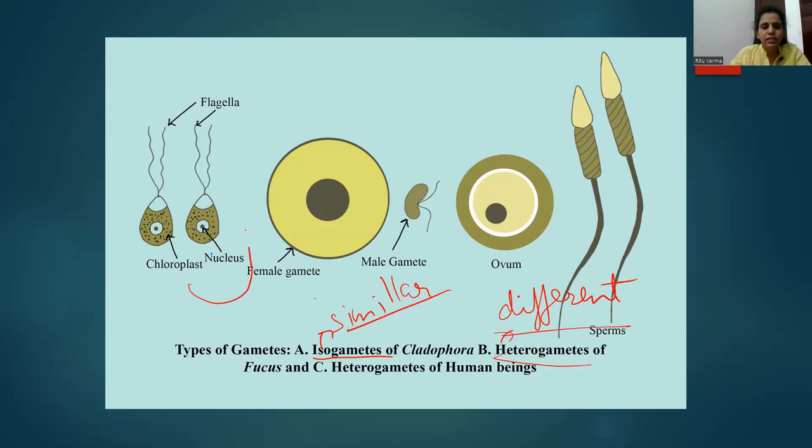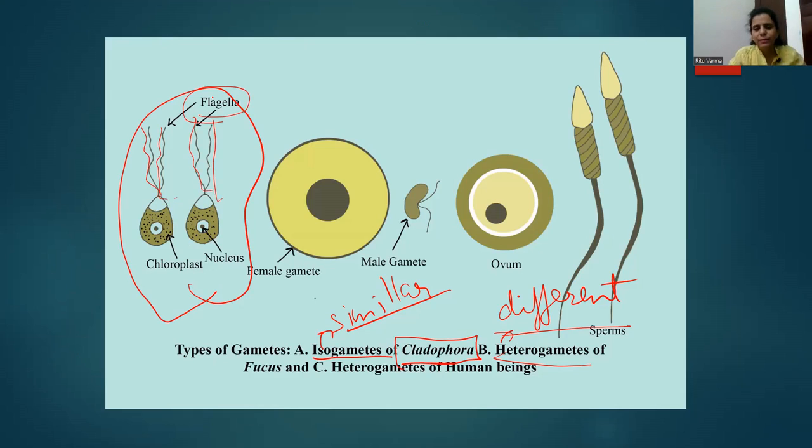You can see here in the picture, these are the gametes of a particular algae called Cladophora. These two gametes look alike. They look very similar to each other, and they have finger-like structures called flagella. We know that flagella are locomotory structures. That means these two gametes possess flagella for movement. They are motile. They do not remain stationary at a place. They can easily move in water.